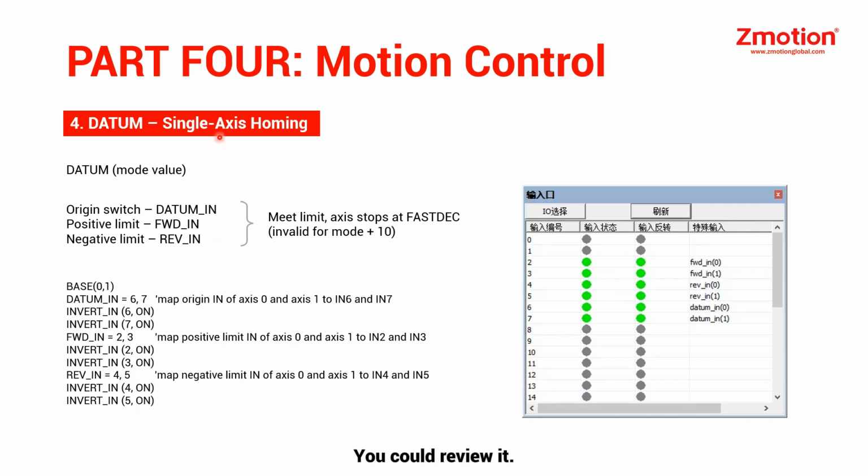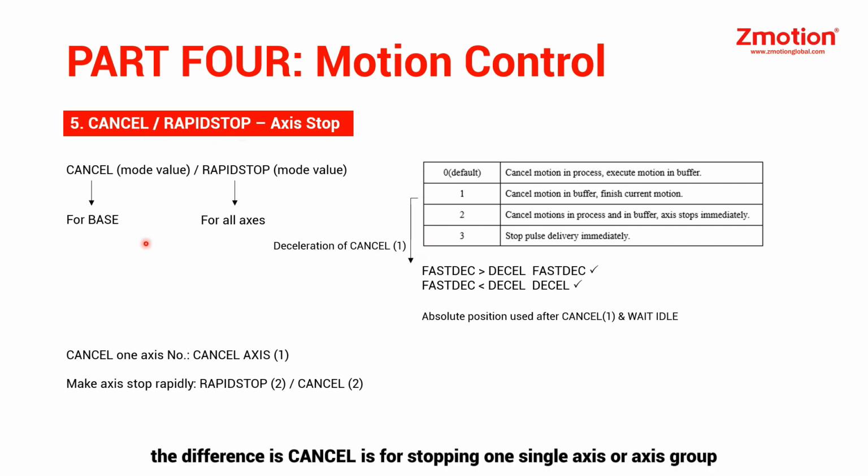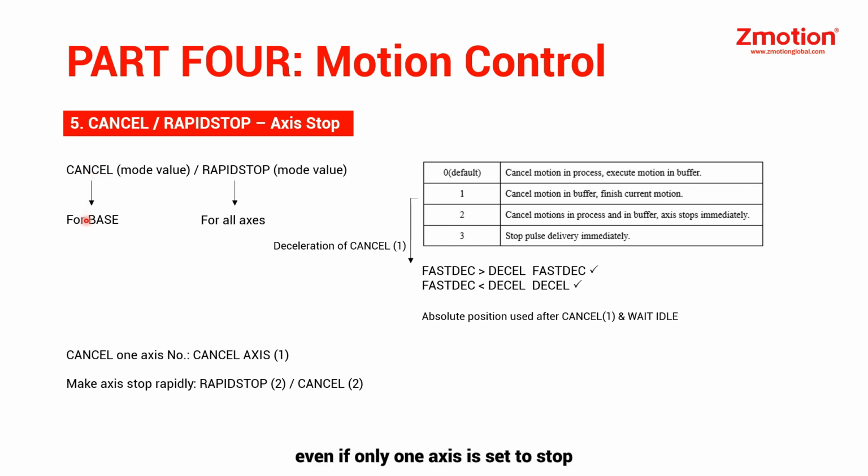You could review it. Motion stop command. This kind of command, we also talked about in former videos. Cancel and rapid stop both support modes. The difference is cancel is for stopping one single axis or axis group. Rapid stop is for stopping all axes. And for cancel, in one interpolation motion, even if only one axis is set to stop, all others will stop.